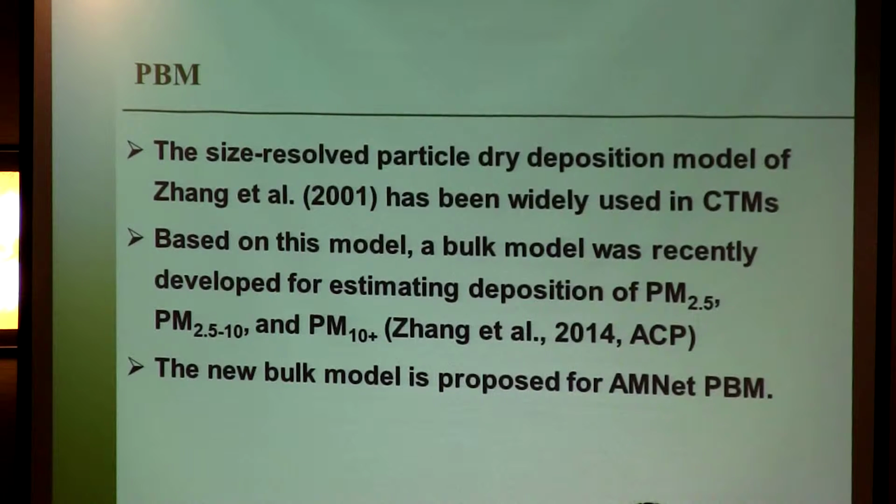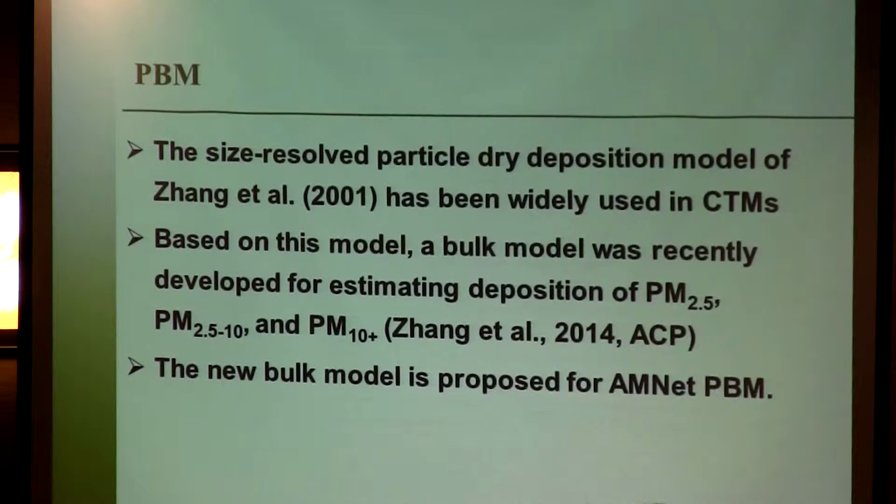So for PBM, originally, like in that paper, I used my size resolved particle dry deposition model because this is the most widely used model worldwide. And it's been evaluated in different ways, like comparison with a review of measurements, and compared with size resolved measurements or bulk measurements. I think it's reasonable for dry deposition estimation. But MNet only collects PM2.5. And I think for ecosystem study purposes, they need the total dry deposition, not just PM2.5.